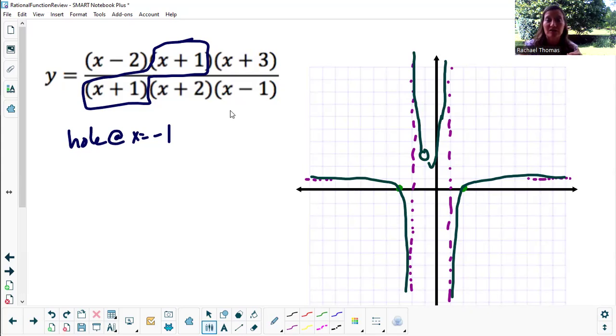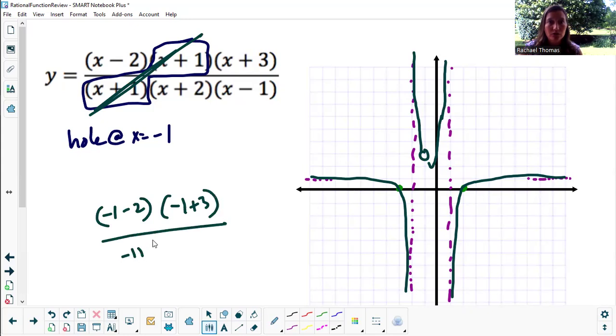Resist the temptation to try and sketch that hole on there before you've sketched what your curve is going to look like. If you want to, you can actually cross those out and plug in -1 to find the y value of your hole. So just plugging in -1 for all those x's, I'm going to get -3 times 2, which is -6, over -2 times 1, which is -2. So that's a y value of 3. That's actually about where I sketched it, believe it or not.